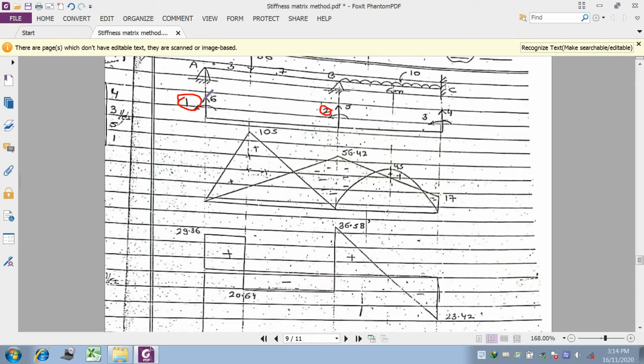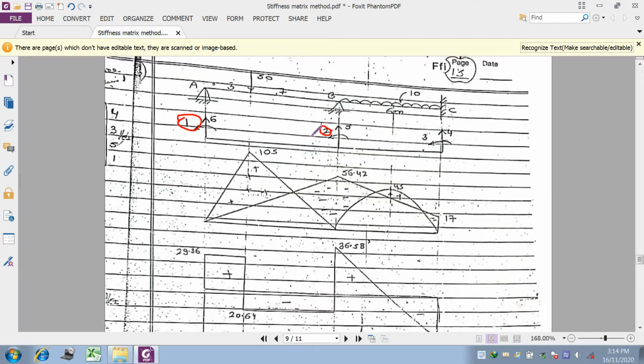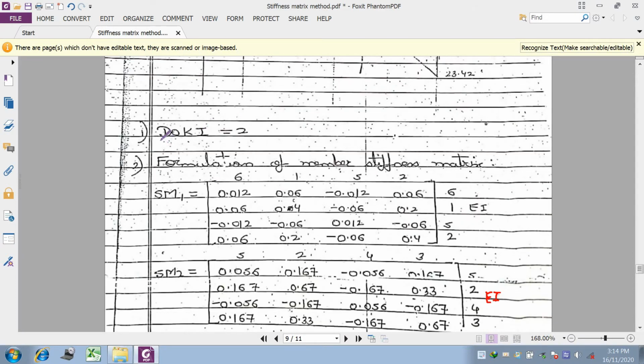Now let us see how to calculate these two displacements or thetas, and based on that how the bending moment can be calculated. First of all we have to mention the degrees of freedom, so DOF is 2. Then the formulation of the stiffness matrix. Let us start with SM1, that is structural matrix 1.